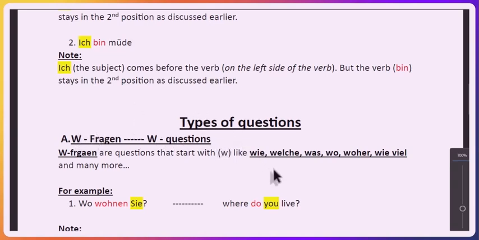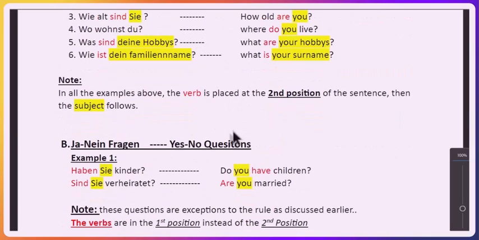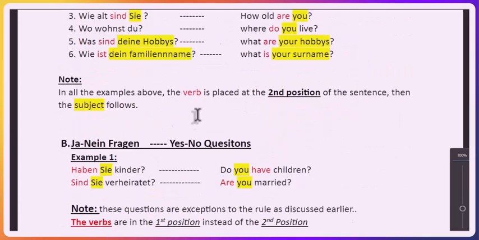The questions are what, where, which, why. When you see them, the rule is subject, then verb. Very simple rule. But the only exception is yes or no questions. Are you married? Yes or no. Do you have kids? Yes or no.